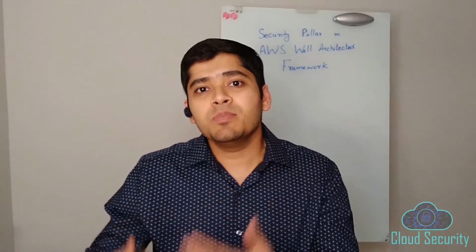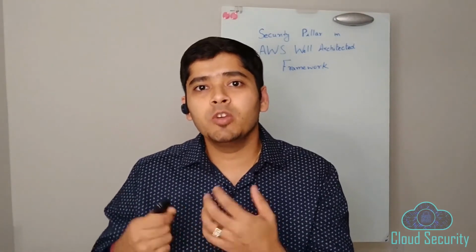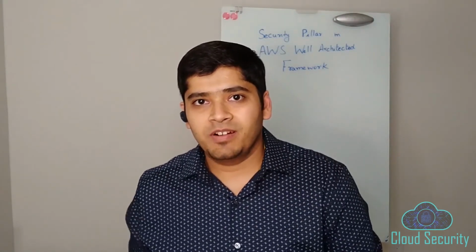See if you can run a simulation that, okay, such an attack has happened. What are you supposed to do? How can you detect it? How can you mitigate it? How can you recover from it ASAP? That's what this principle is referring to. So these were the 7 design principles of the AWS Well Architected Framework's security pillar.